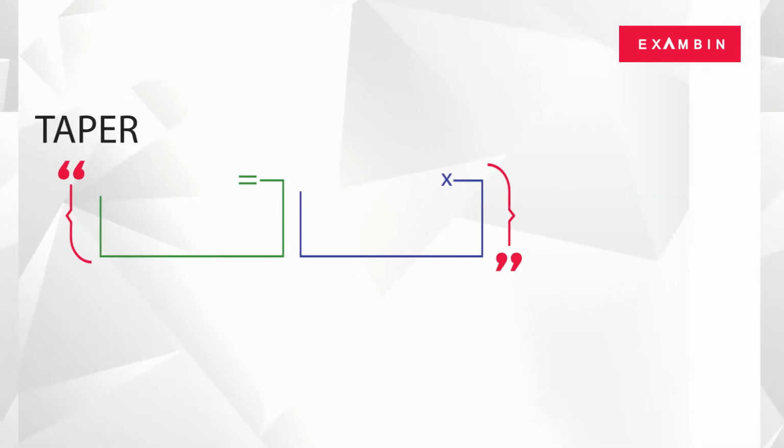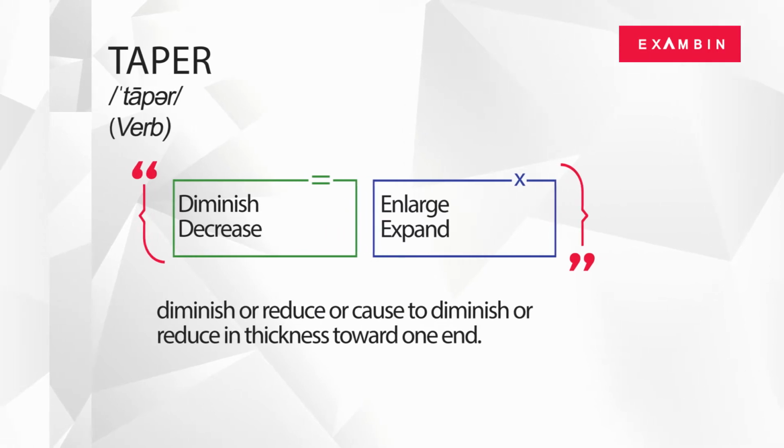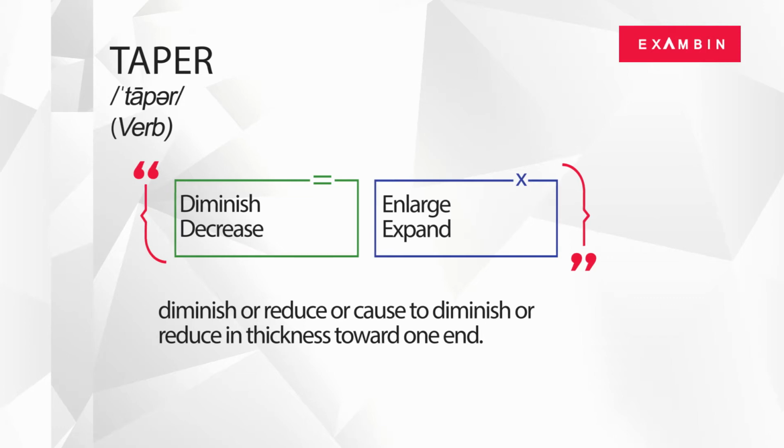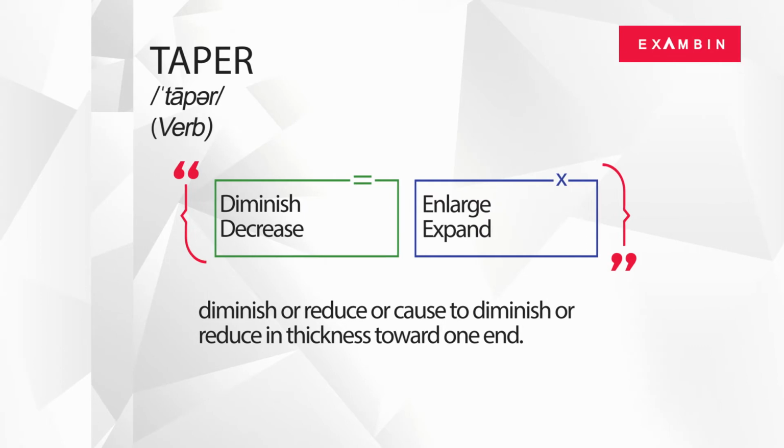Taper. The word taper is a verb. The direct synonyms of taper are diminish, decrease. In general context, the word taper means diminish or reduce, or cause to diminish or reduce in thickness toward one end. Enlarge, expand are some of the terms referring to the opposite meaning to the word taper. We will see a few examples to understand the word taper better.